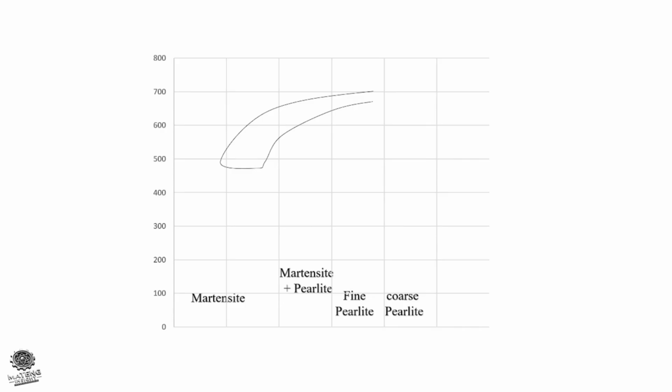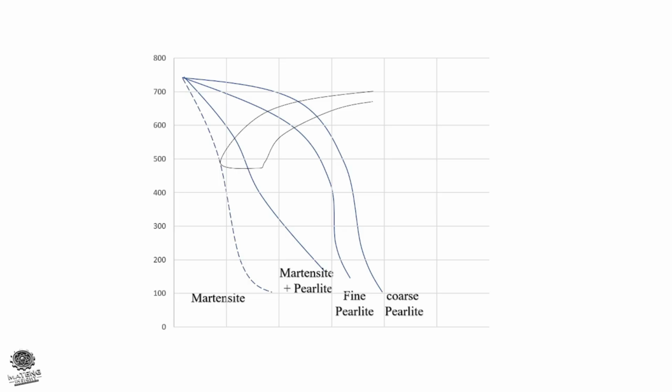Effect of cooling rate on microstructure. Slow cooling, formation of coarse pearlite. Air cooling, formation of fine pearlite. Oil quenching, formation of a mixture of fine pearlite plus martensite. And water quenching, mostly martensitic structure. And this dashed line is the critical cooling rate. If the cooling rate exceeds the critical cooling rate, the final structure will be almost entirely martensitic. Otherwise, phases such as pearlite, bainite, or both may appear.